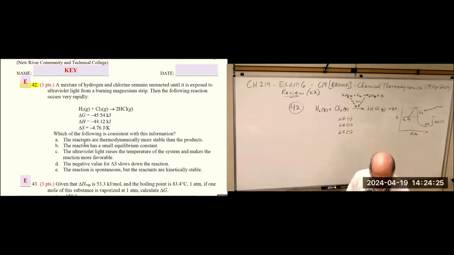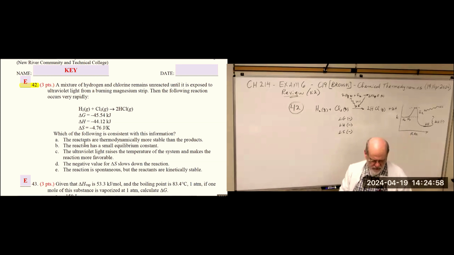So which of the following is true? Is delta H negative if there's activation energy being supplied by the UV? Well, delta H is a state function. It only depends on what this level is and what this level is. Doesn't matter what happens in between. This is equilibrium. This is kinetics.